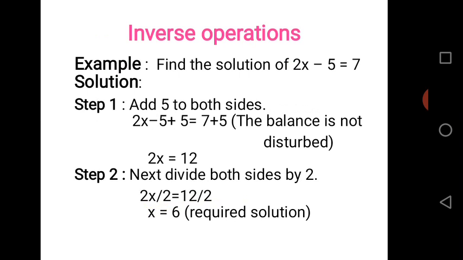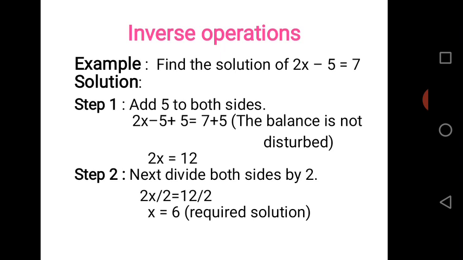Students, can you say why I have added here 5 to both sides? Yes, because the equation is already balanced, so we should not disturb the balanced equation. Then we have to add 5 to both sides. See, in LHS there is 2x minus 5 plus 5. We can say minus 5 and plus 5 will be 0. So 2x is equal to 12.